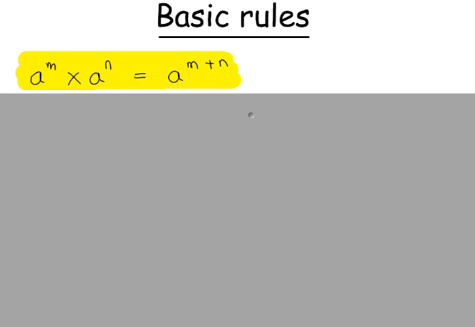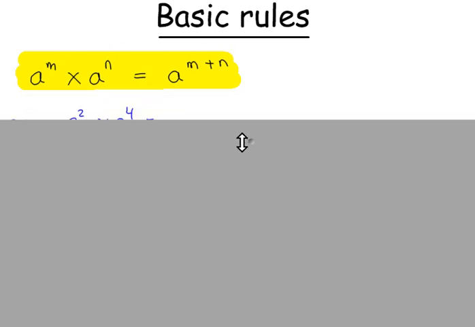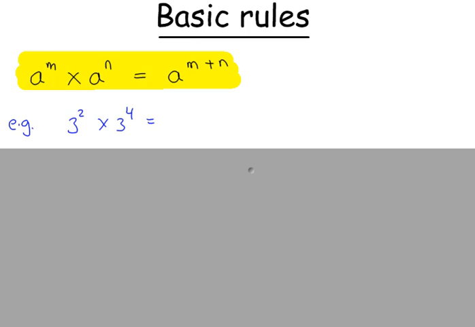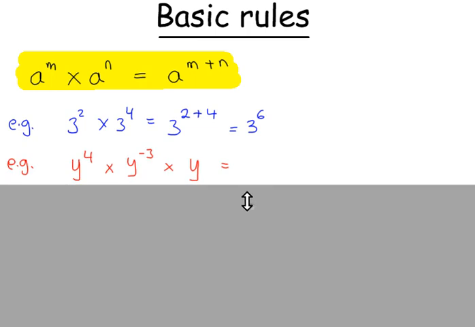Some basic rules of indices. If the base is the same and you're multiplying terms, you can add the indices or the powers. So for instance, 3 to the power of 2 times 3 to the power of 4, we're multiplying. The bases are both 3, so applying this rule we can add the powers to give 3 to the power of 6.